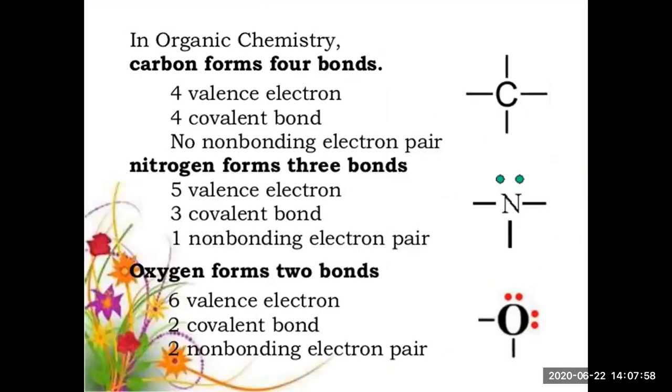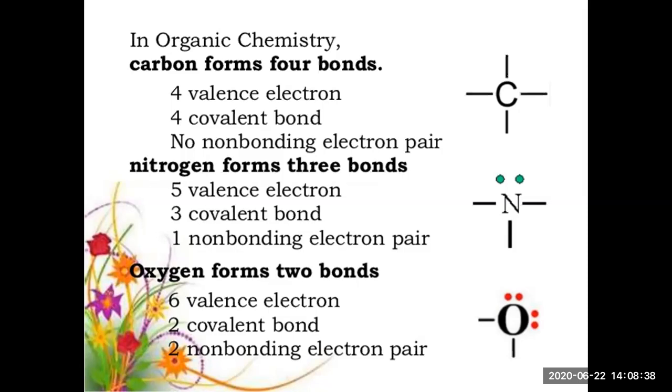If you can read, please. In organic chemistry, carbon forms four bonds: four valence electrons, four covalent bonds, no non-bonding electron pair. Nitrogen forms three bonds: five valence electrons, three covalent bonds, one non-bonding electron pair. And oxygen forms two bonds: six valence electrons, two covalent bonds, and two non-bonding electron pairs. So these are the basic elements: carbon, nitrogen, and oxygen. When they come together, we will definitely get amines, one of the amine compounds.